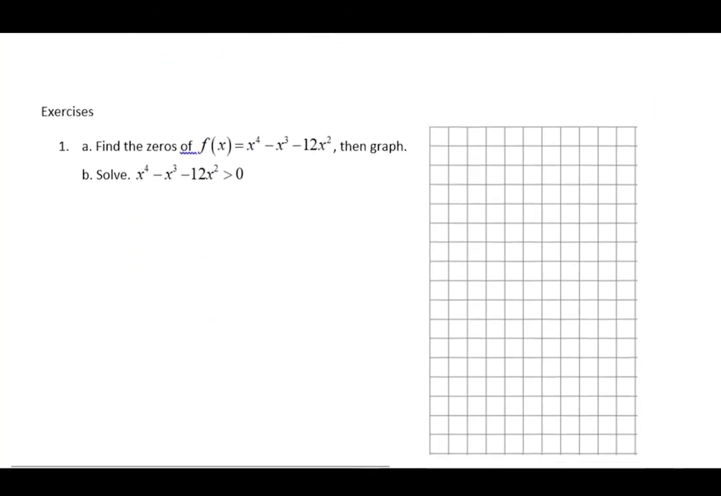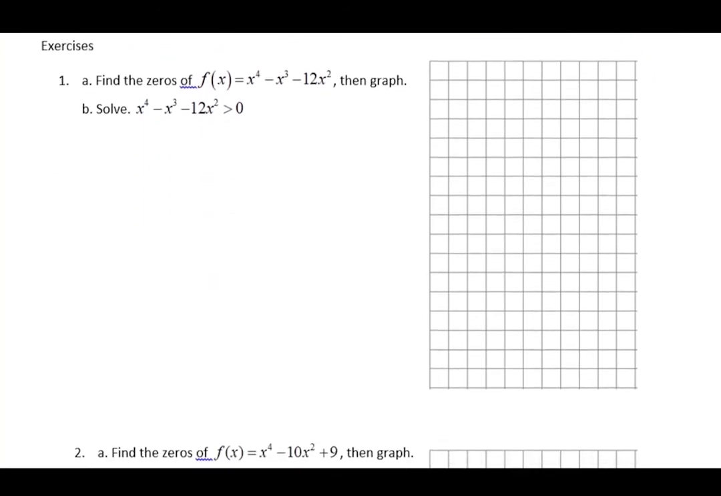Now we have this exercise. It's similar, but I want you to pause this video and try this, and we'll resume afterwards.